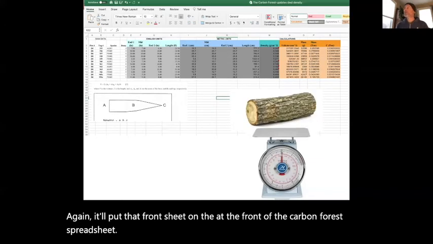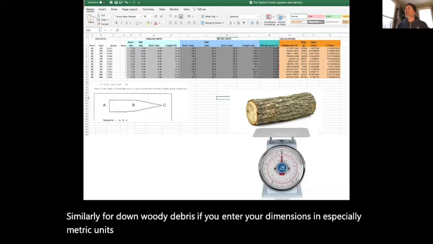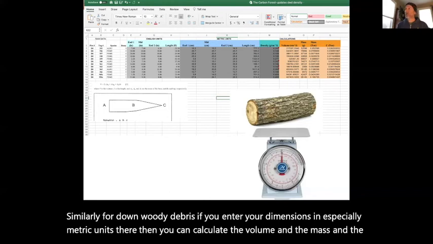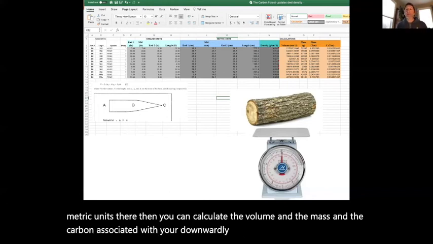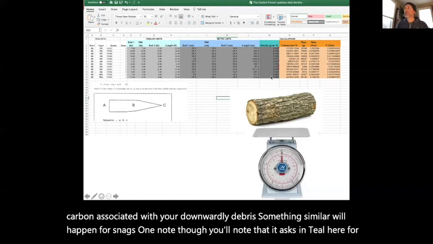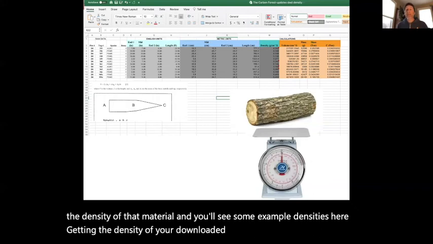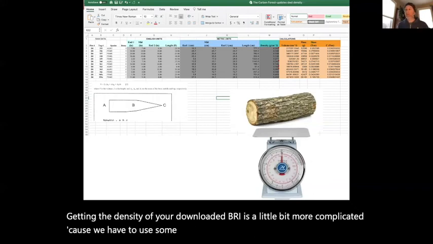Similarly, for down woody debris, if you enter your dimensions, especially in metric units, then it can calculate the volume and the mass and the carbon associated with your down woody debris. Something similar will happen for snags. One note though, you'll note that it asks in teal here for the density of that material, and you'll see some example densities here. Getting the density of your down woody debris is a little bit more complicated because we have to use some lookup tables in order to figure out what the density of our down woody debris is.